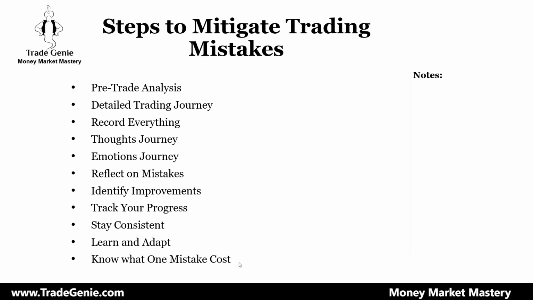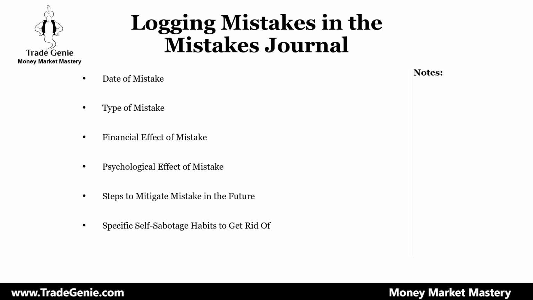I know what one mistake caused. So if you can quantify the mistake, whatever is quantified and measured, you can improve. So try to understand the financial effect of one mistake, and the psychological effect of one mistake. If you have a mistake journal, you can write down your type of mistake, the financial effect, the psychological effect, what steps you took to mitigate that mistake in the future, and specific self-sabotage habits to get rid of. You must have some self-sabotage habits, so write those down for each mistake.